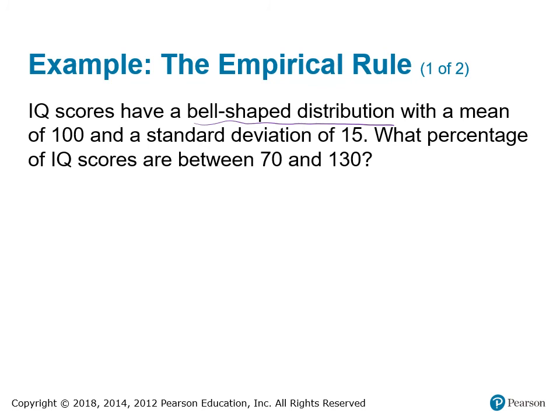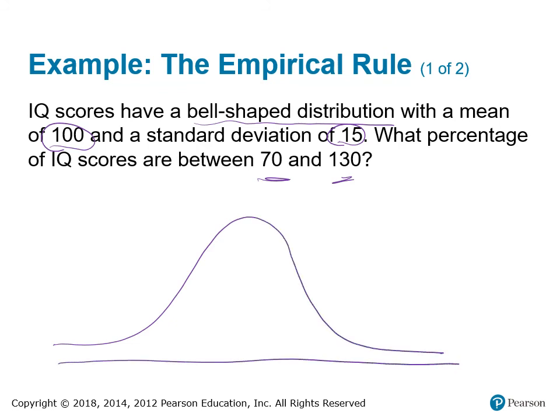The mean IQ score is 100 and the standard deviation is 15. So what percentage of people would score between a 70 and 130? Well, if we look at this here, we draw our bell distribution. We know the mean falls right here in the middle, and it's 100. 70 would be over here. 130 would be over here.